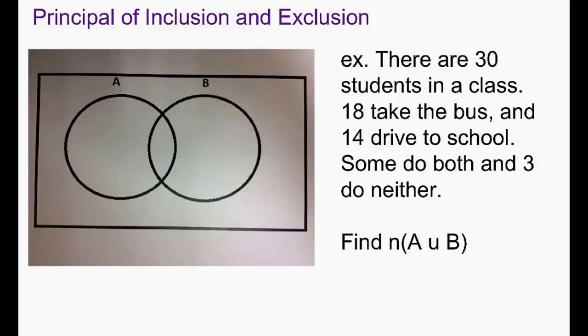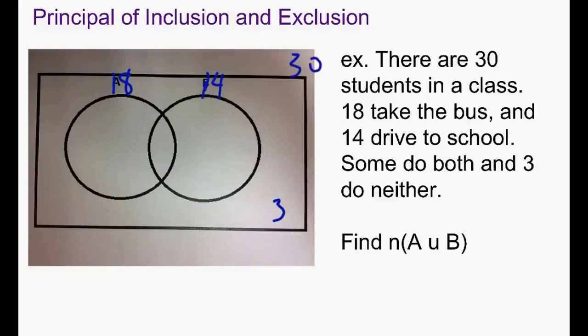Okay, so we'll do bus, drive, and then neither. It really doesn't matter which one we place where, so we'll just kind of start. So if 18 people take the bus, remember that'll be 18 people for all of circle A. And then 14 people drive, so that's 14 for all of circle B. And then 3 do neither, so that would be outside the circles. And then we have a total of 30 people. So that's the other key number to remember.